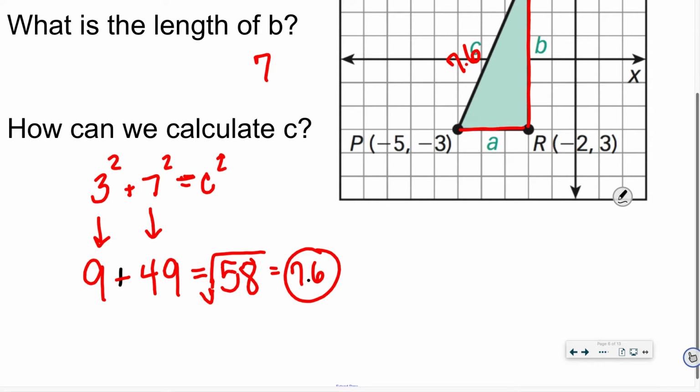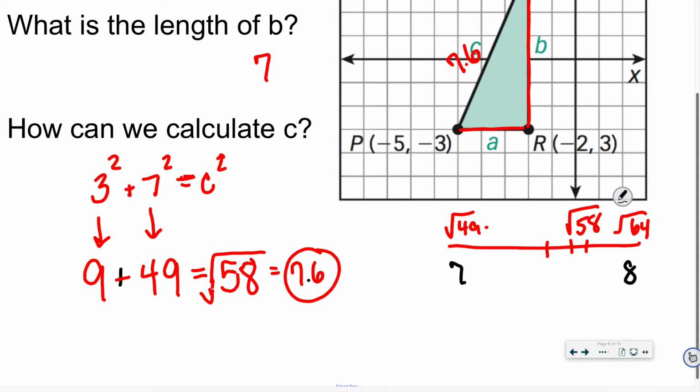Now, if for some reason you had to answer a Pythagorean theorem problem and you did not have a calculator, you'd still be able to do that, just like we just did. Square root of 49, square root of 64. I know that the square root of 58 should be a little bit closer here, so I would probably try 7.6, 7.7, 7.8. If I multiplied 7.6 times 7.6, I would get as close to 58 as possible. So you do have a skill set and strategy for doing this without a calculator.